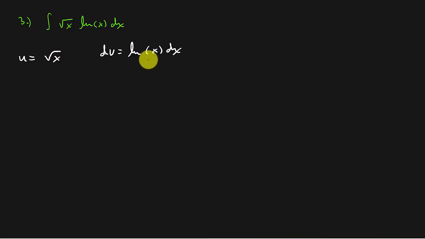Well, I don't know how to integrate natural log. I don't know what the antiderivative of natural log is. Okay, so that's out. We can't do that. So I'm going to have to switch them. And that's something that I want you to keep in mind. If you let u equal something, dv equal something, and you try to work it like that and you can't work it, we'll swap them.